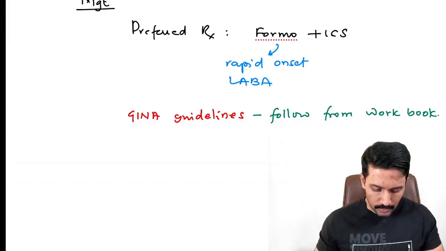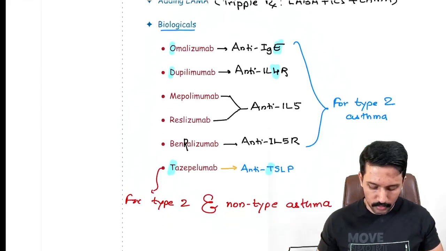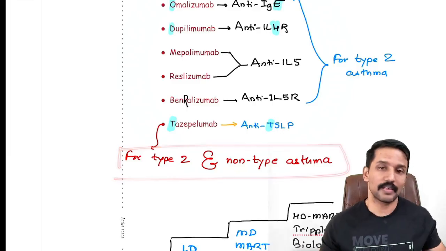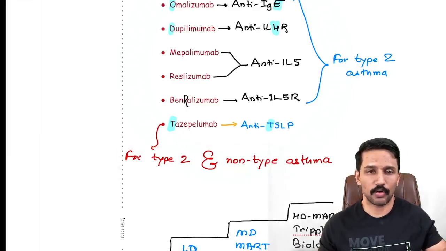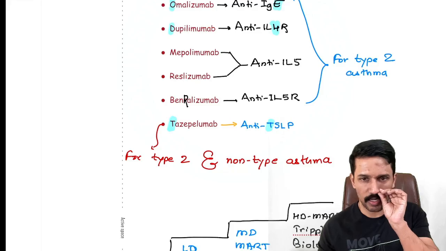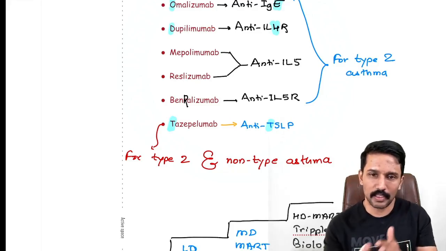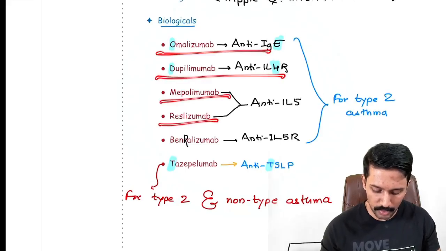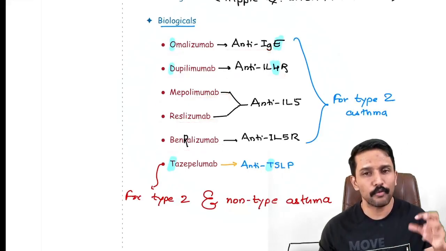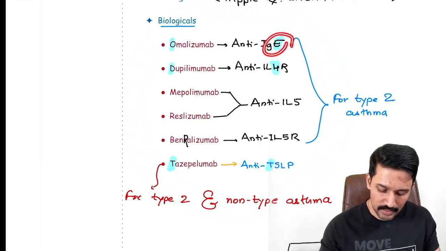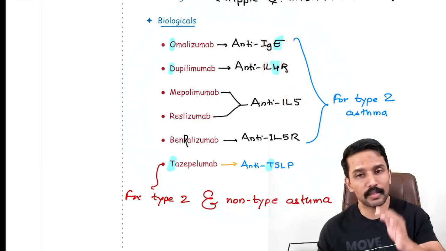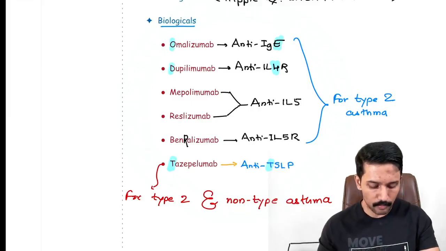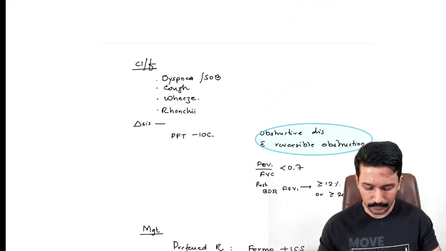Okay. And then one more MCQ point that I want you to remember is which biological can be used regardless of the type of asthma, whether it is type 2 or non-type 2, and that's only one, tezepelumab, which is anti-TSLP. Everything else depending on the type of asthma, means omalizumab, dupilumab, mepolizumab, reslizumab, and benralizumab are used only for type 2 asthma because IgE, interleukin 4, interleukin 5 are involved only in the pathogenesis of type 2. They are not involved in non-type 2, right? So that completes our discussion on asthma.